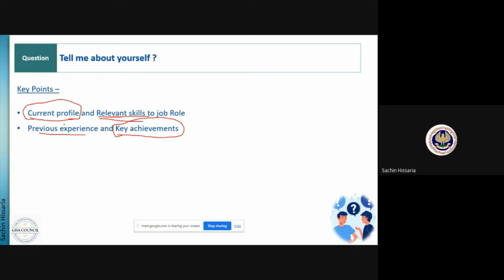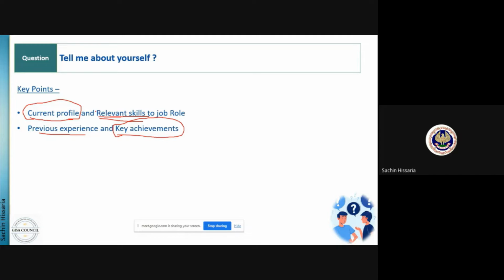For example, suppose I am appearing for an interview and the interviewer asks me to introduce myself. How would I introduce myself? My name is Sachin Hissaria. I'm working as a senior IT consultant in a global firm. I look after all the IT related assignments, information system related assignments, be it ITGC audit, IT audit, system audit, cyber security audit. I have a team of 5 people, where I do the monitoring of assignments, and wherever my team gets stuck, I go into the execution as well.